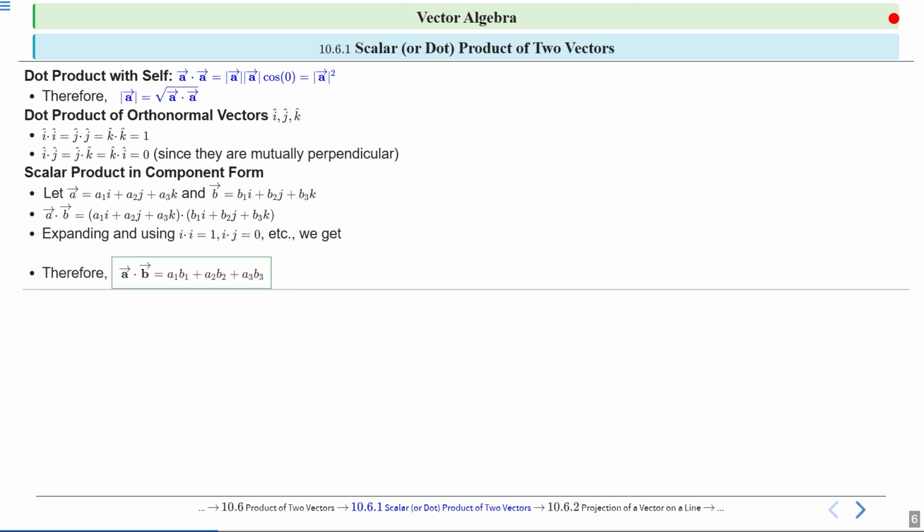Finally, we arrive at the simplified form of dot product in component form, which is A vector dot B vector is equal to A1 B1 plus A2 B2 plus A3 B3. This formula shows that the dot product is the sum of the products of corresponding components of the vectors. It's a powerful tool for calculating angle between vectors and their projections.